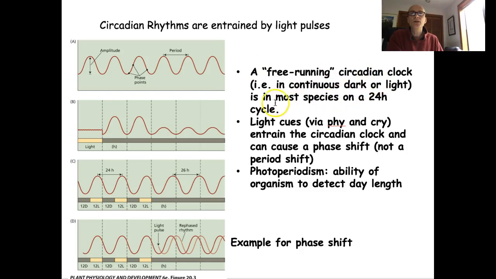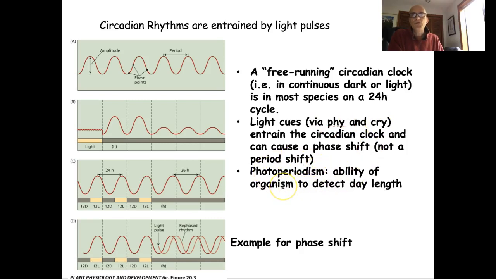A free-running circadian clock is in most species a 24-hour cycle in continuous dark or light, but this can change after a while. So you see that here, this free running clock changes after a time of no extra impulse. Light cues entrain the circadian clock and can shift the phase. So it can shift the phase here, but it cannot shift the period. The period is species specific. And these light cues are, of course, sensed in the plant via light receptors, such as phytochrome and cryptochrome.